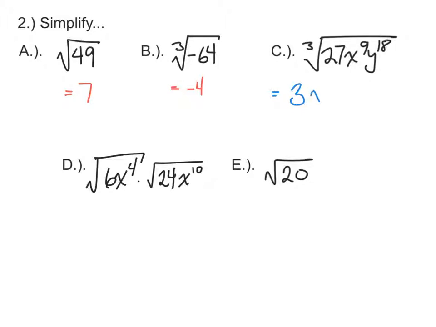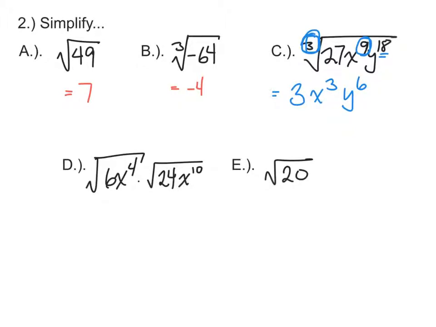But what about the x's? Since we're looking at the cubed root of x to the 9th, what I want to know is how many groups of 3 fit into the 9. And that would be 3 of them. So it's going to be x cubed. For the y's, the same thing. How many groups of 3 fit in the 18th power? And that would be 6. So the cubed root of 27, x to the 9th, y to the 18th, is equal to 3, x to the 3rd, y to the 6th.